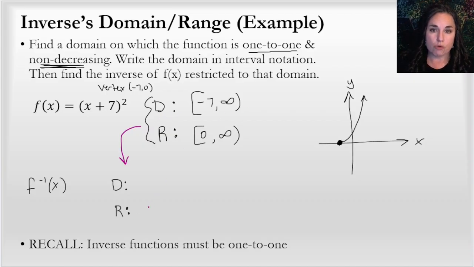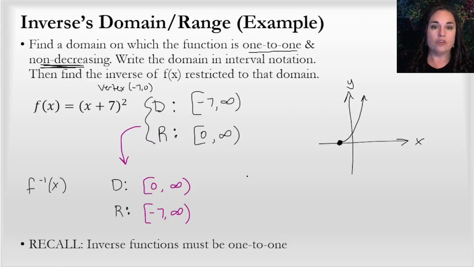So the range for the inverse function is going to look like this. I'm just going to switch them. The input and the output switch. So whatever was domain and range for the original function has to be range and domain for the inverse function. So let's write this. The domain for this one is going to look like this. I think that answers a little bit more than what the problem asks. It says find the inverse of f restricted to that domain.